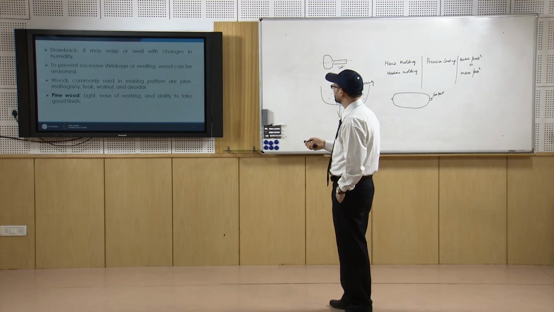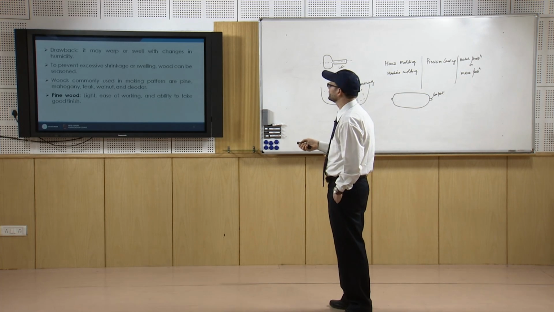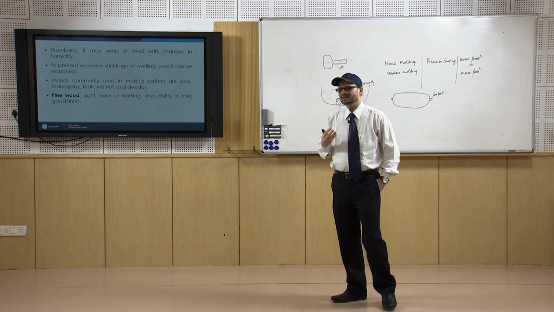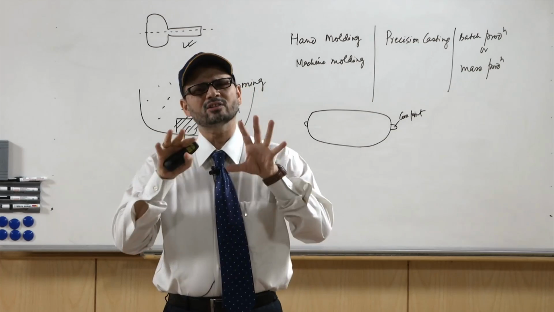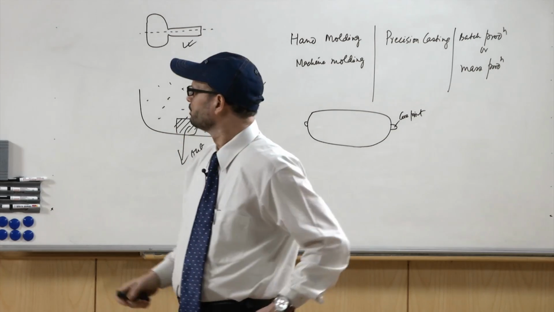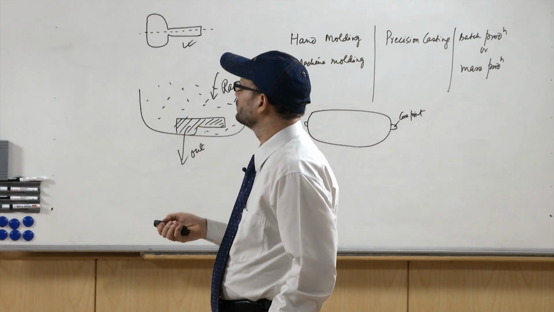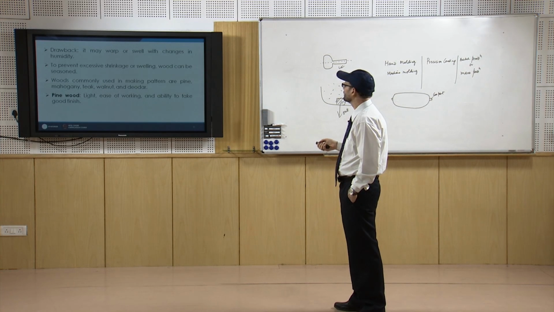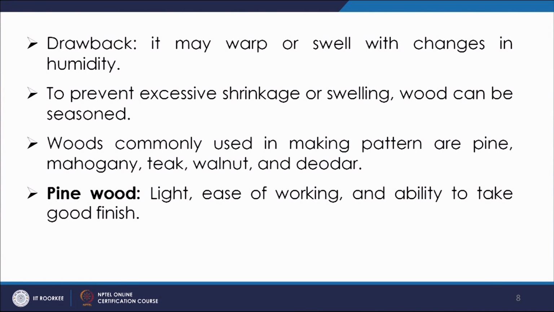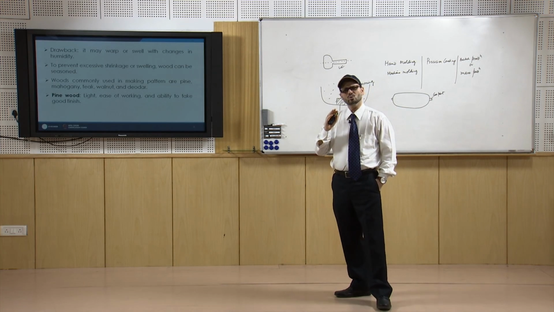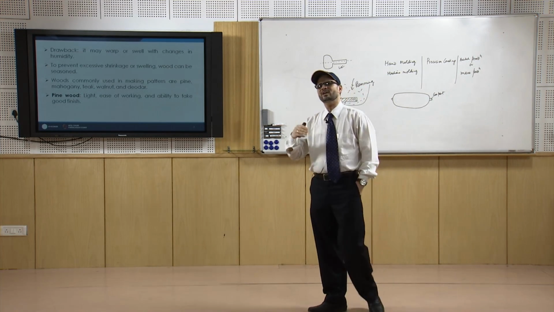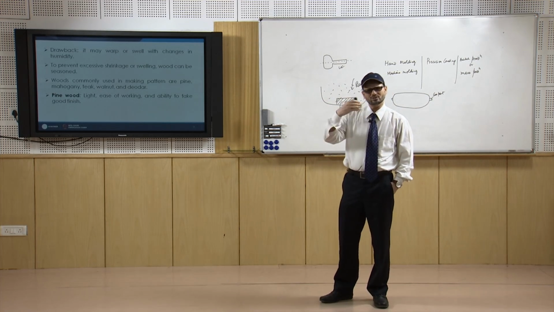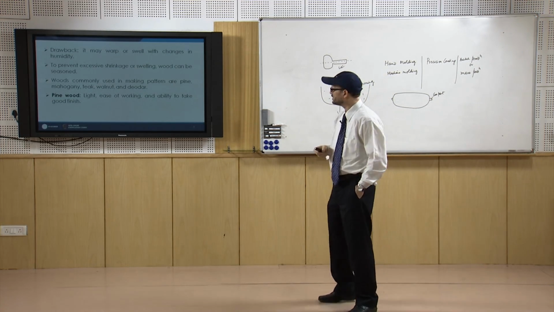To prevent excessive shrinkage or swelling, wood has to be seasoned. There is a process known as seasoning of wood, in which we control the moisture content of the wood. The wood normally used for making patterns is pine, mahogany, teak, walnut and deodar. These are the normally used woods, which have the characteristics suitable for making pattern material.